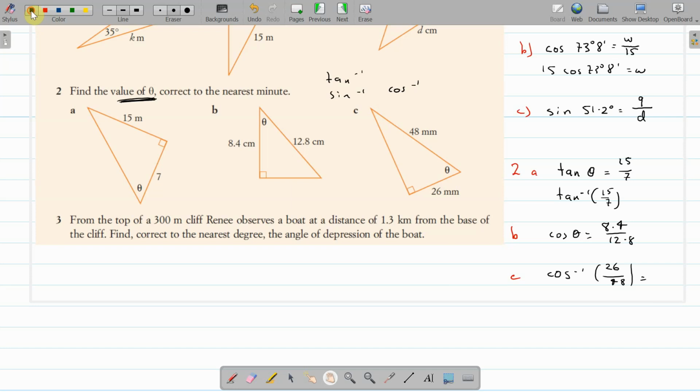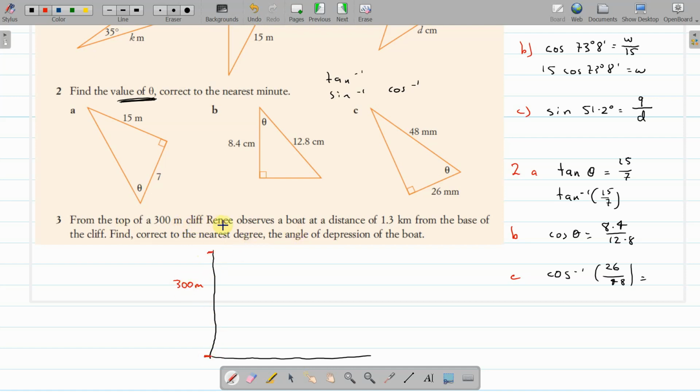Okay. Question 3. Always good to do a diagram, so let's do one. Word question. Top of a cliff of 300 metres. So we've got a boat, so we're going to have some water. Cliff. And the distance from the water to the top of the cliff is 300 metres.